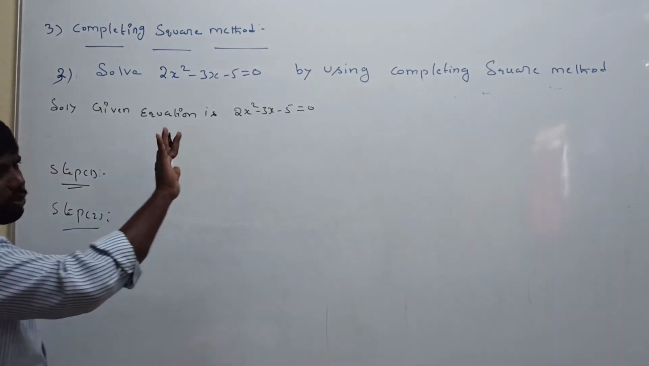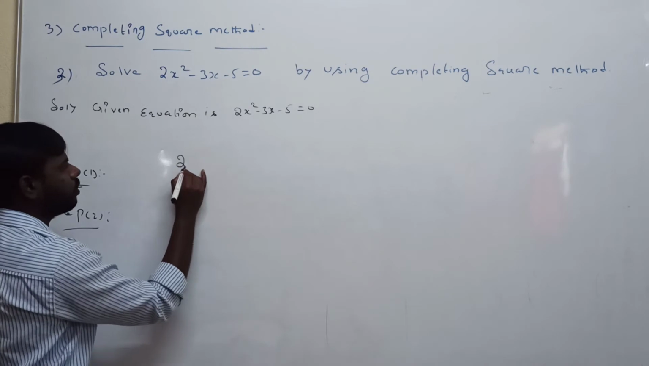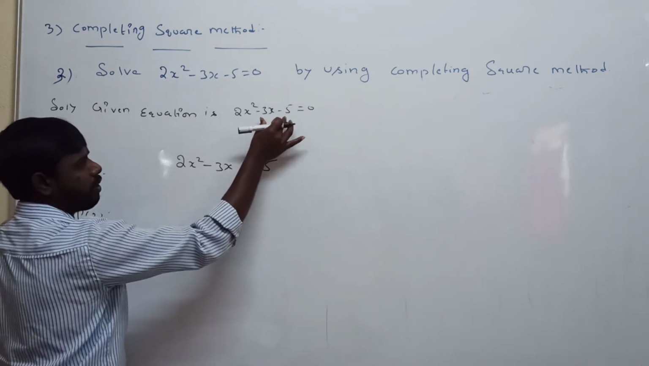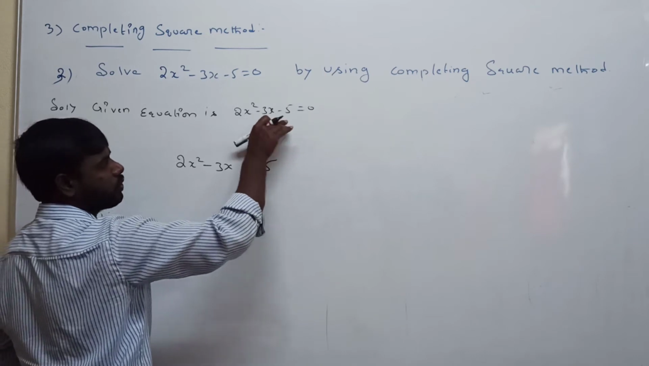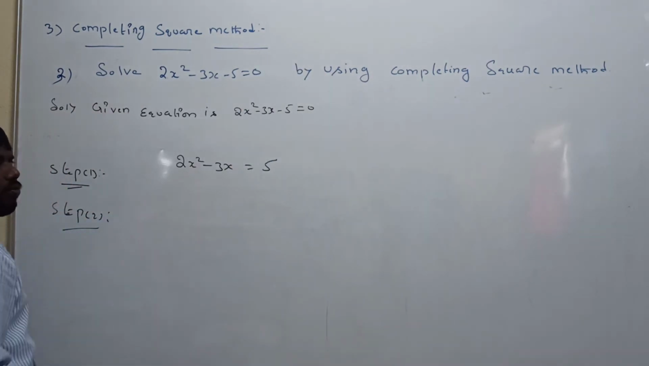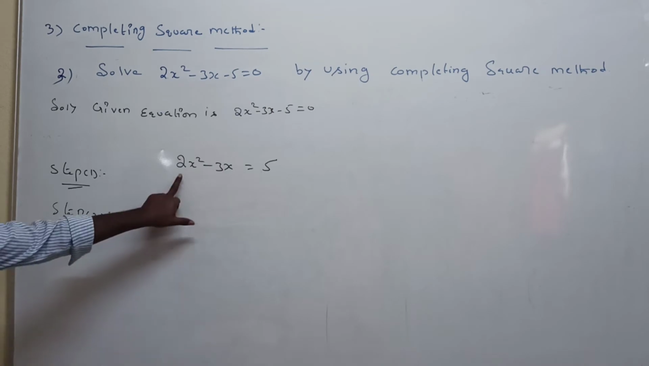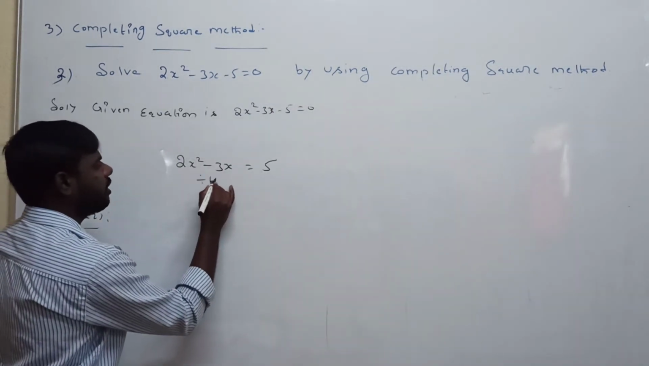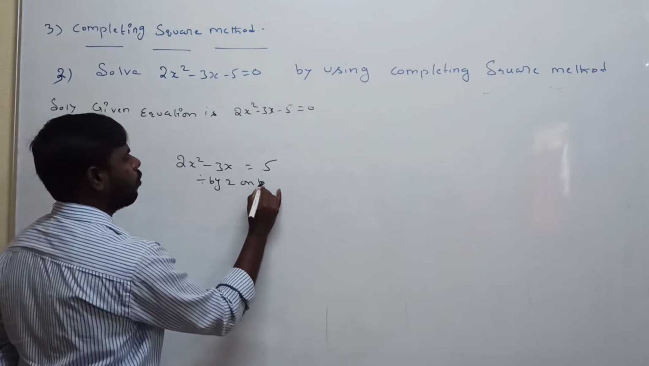How to eliminate 2? First, what is the condition? Step 1, the constant we take to the right hand side: 2x square minus 3x is equal to 5. The first step is that we take the constant from LHS to the right hand side. The x square coefficient should be 1, and here what is that? 2 is there. We are eliminating 2 on both sides. Eliminating means dividing by 2 on both the sides.